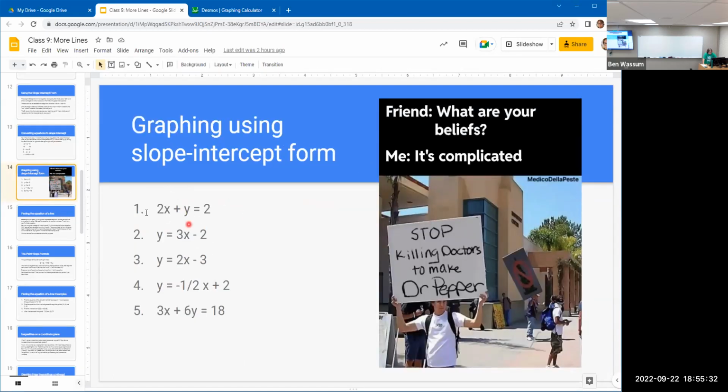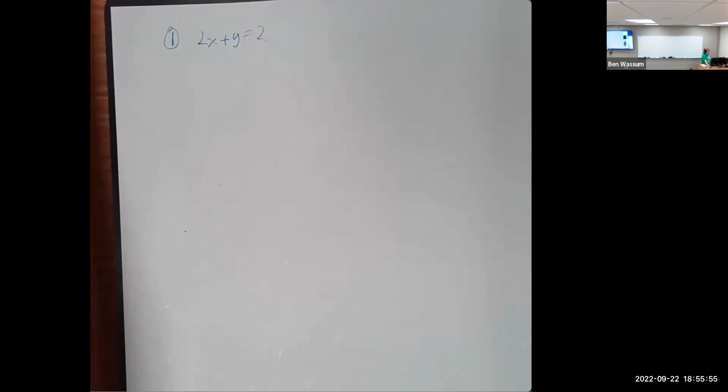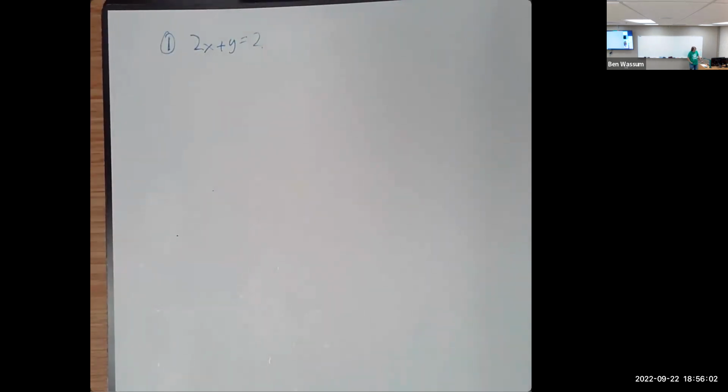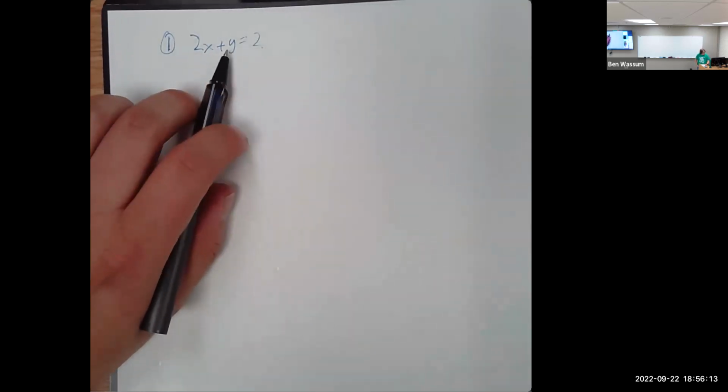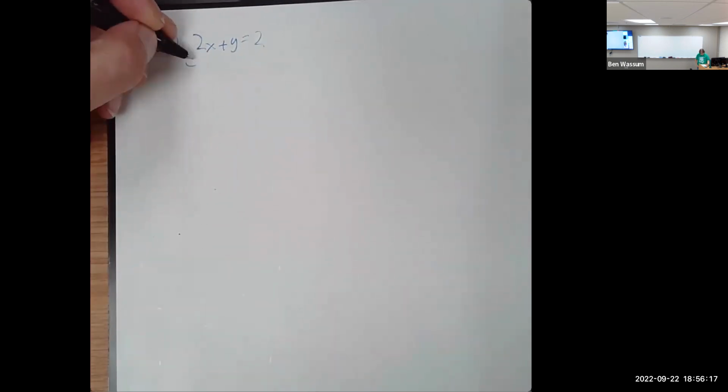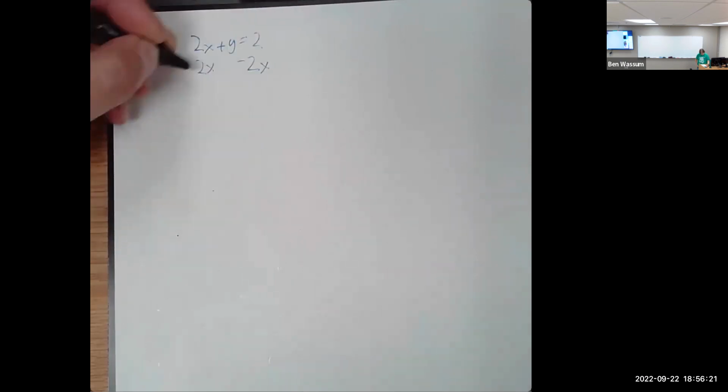So let's play with this. Number 1 is 2x plus y is equal to 2. And we're going to be graphing this guy without plotting any points at all, right? I mean, we're going to be plotting points, but we're not going to make a chart out of it. We're not going to have to put in that much effort. All we're really going to have to do is get this in our standard slope-intercept form. So we're going to subtract the 2x over. We get y is equal to -2x plus 2.